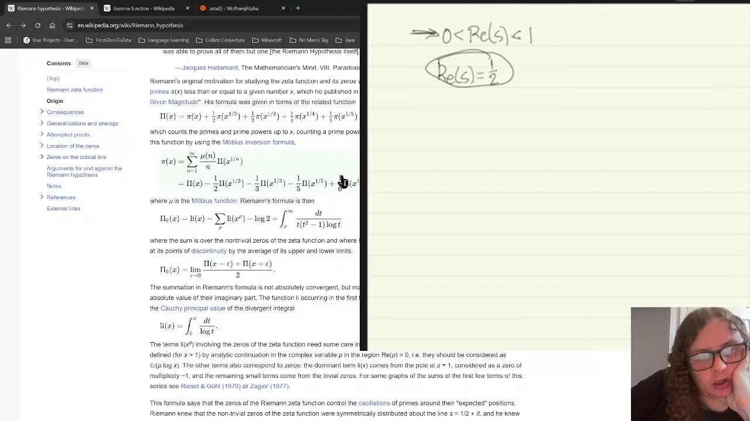And we have the sum over the non-trivial zeros of the zeta function, and where capital Pi naught is a slightly modified version of capital Pi that replaces its value at its points of discontinuity by the average of its upper and lower limit.